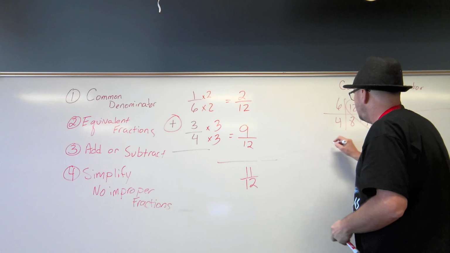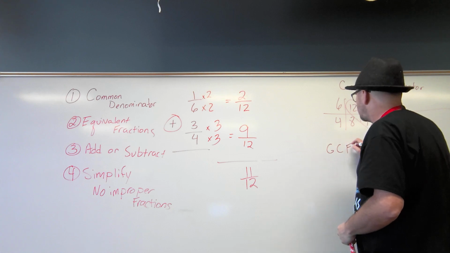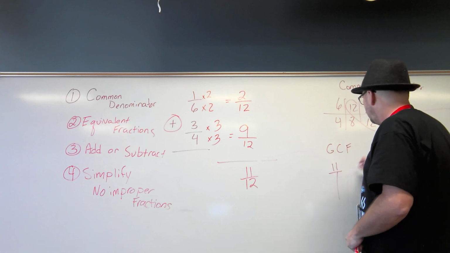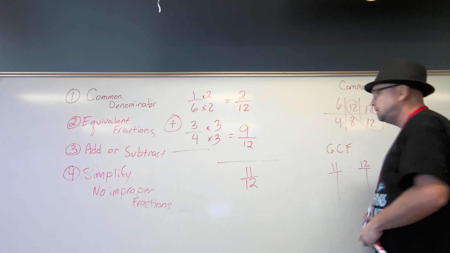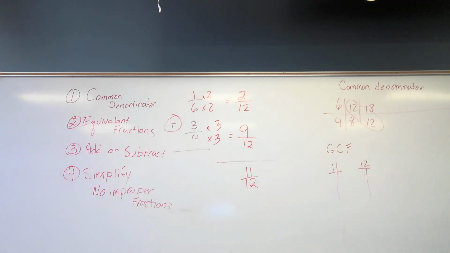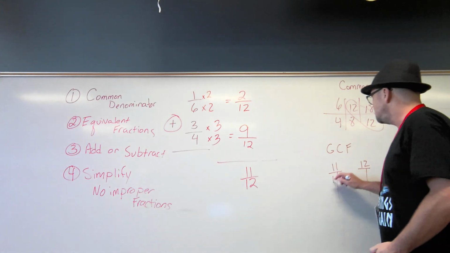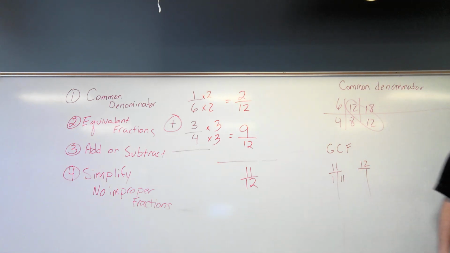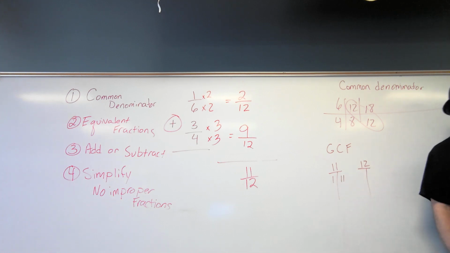But I need to find the greatest common factor of 11 and 12, and see if they have anything other than 1 in common. So we always start with 1 and itself. Anything else multiply together to equal 11? Any other whole numbers? No. Because it's what kind of number? Prime number.